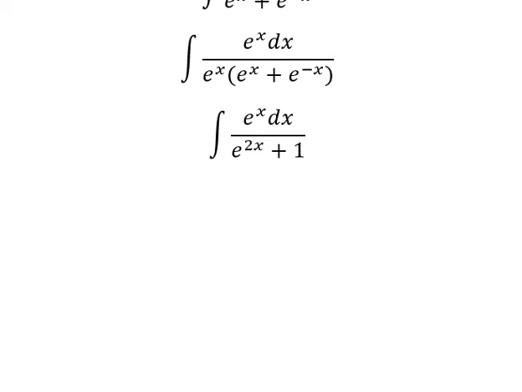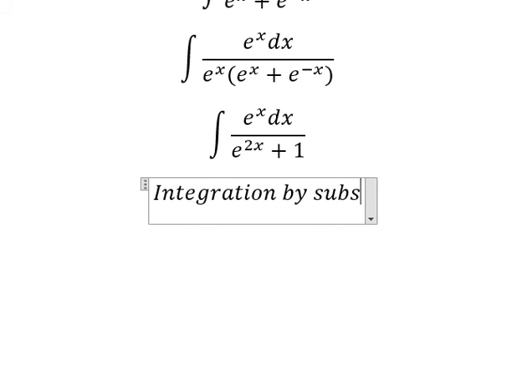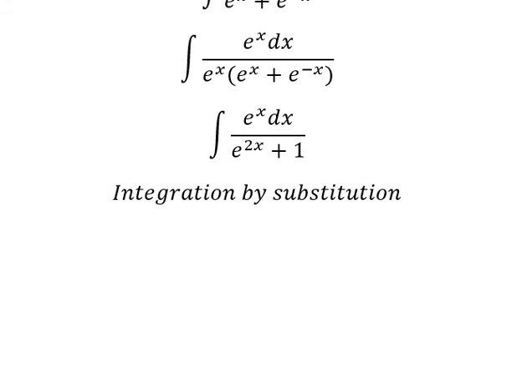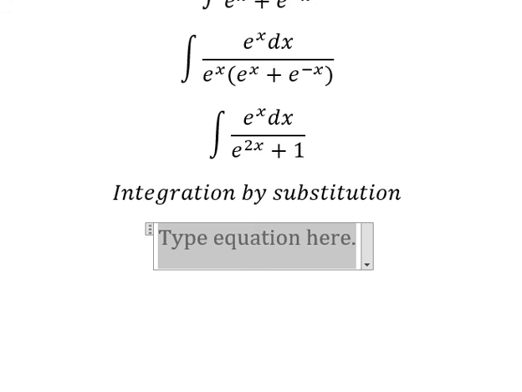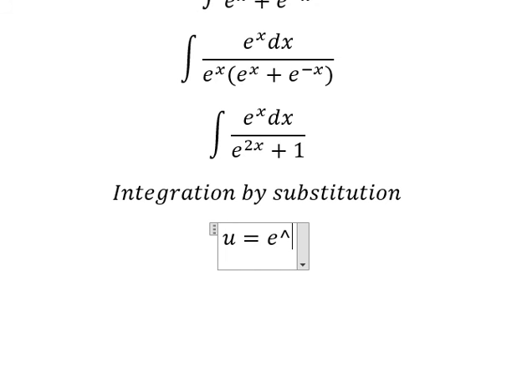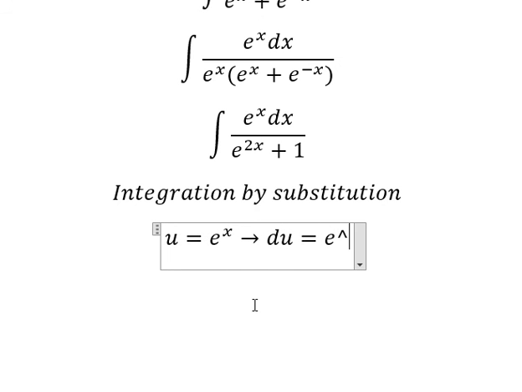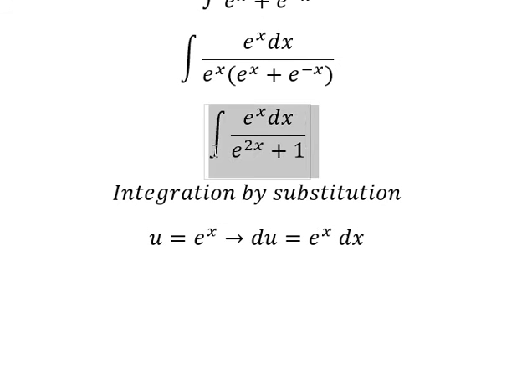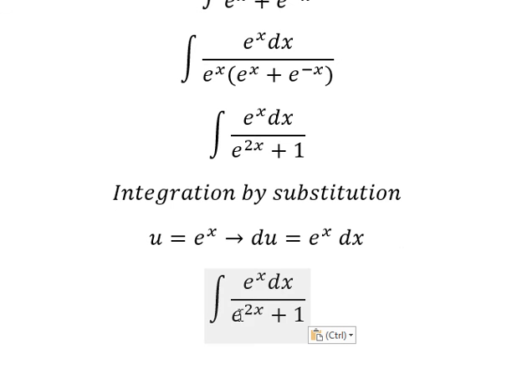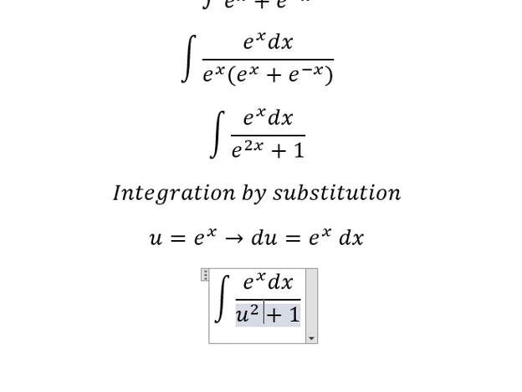Next, we need to use integration by substitution. So I will put u equals e to the power of s. So if I do the first derivative for both sides, you got du equals e to the power of s ds. This one we change by u and you got u squared. This one we change by u.